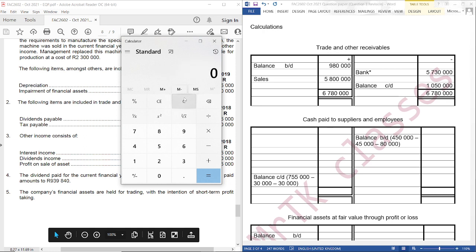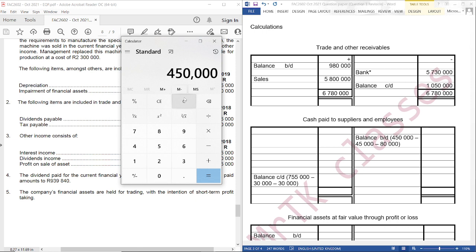Let us calculate. Okay, 450,000 subtract 45,000 subtract 80,000, 325,000. Right, then here 755,000 subtract 30,000 subtract 30,000, 695,000.